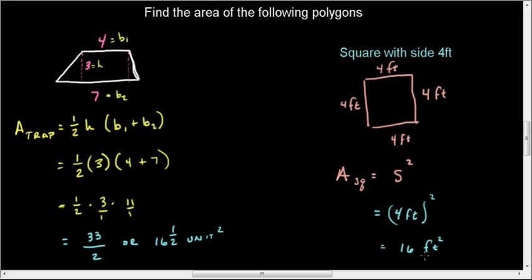Okay, don't forget, when you find an area, the dimensions are going to be squared, and so you have a square on the feet, the square on the unit. Either way, whatever unit you're working with, that's what you've got. And so you can use that to kind of guide you as to say how many times do I have to multiply something.